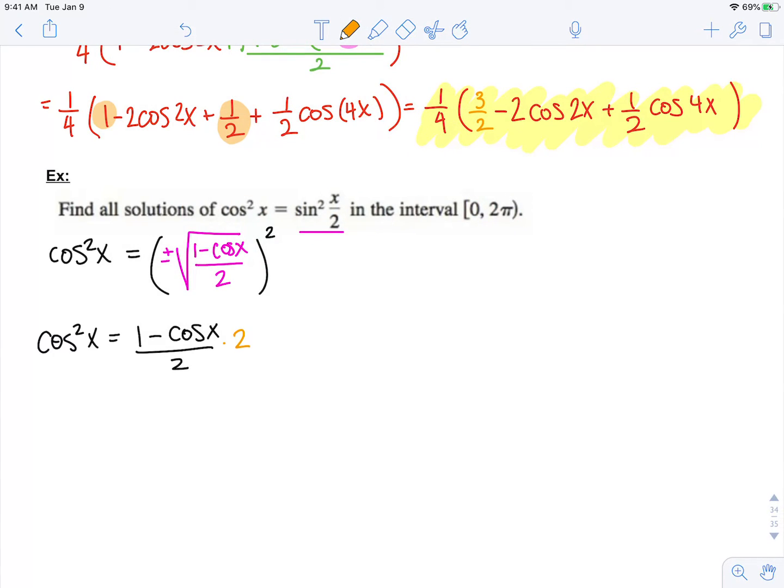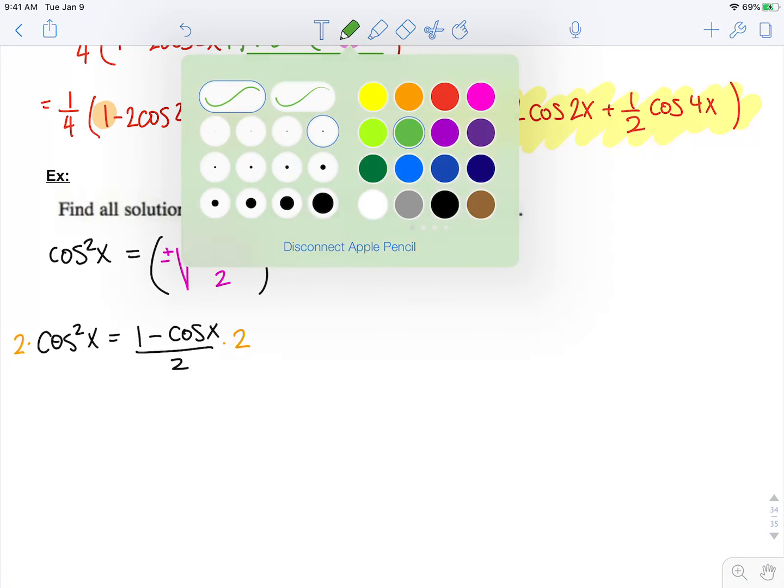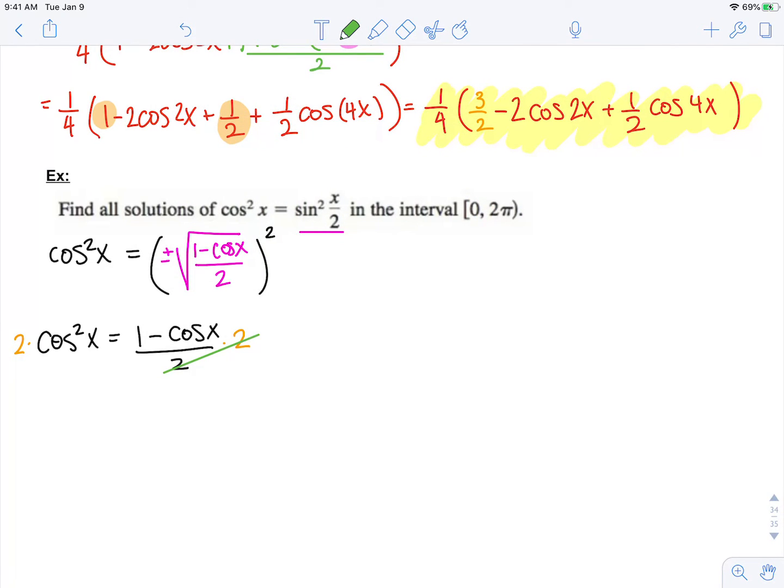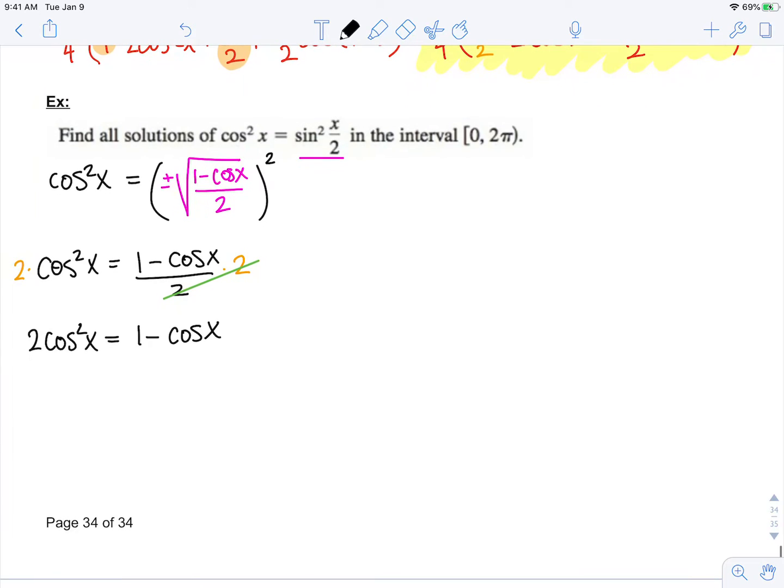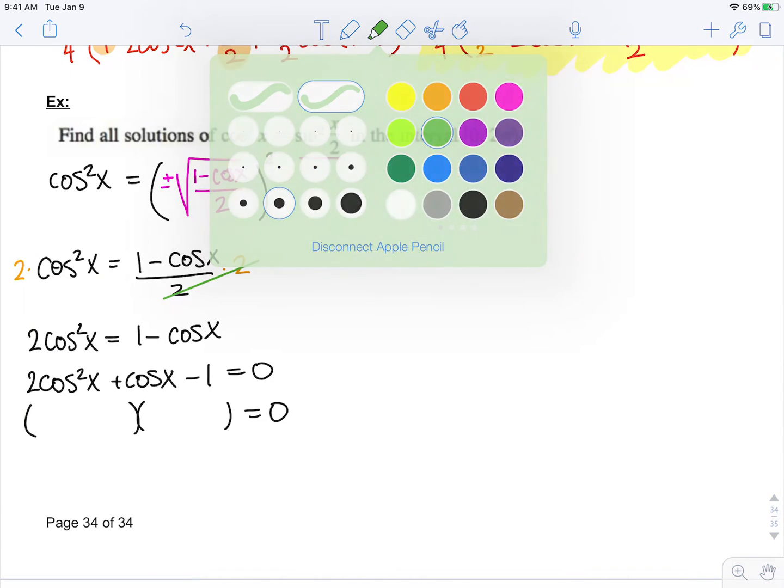Now I'm going to multiply both sides by 2 to cancel this fraction. And I have 2 cosine squared x equals 1 minus cosine x. Getting this equal to 0, 2 cosine squared x plus cosine x minus 1 equals 0. This is a quadratic trinomial in terms of cosine. So I'm going to factor by guess and check.